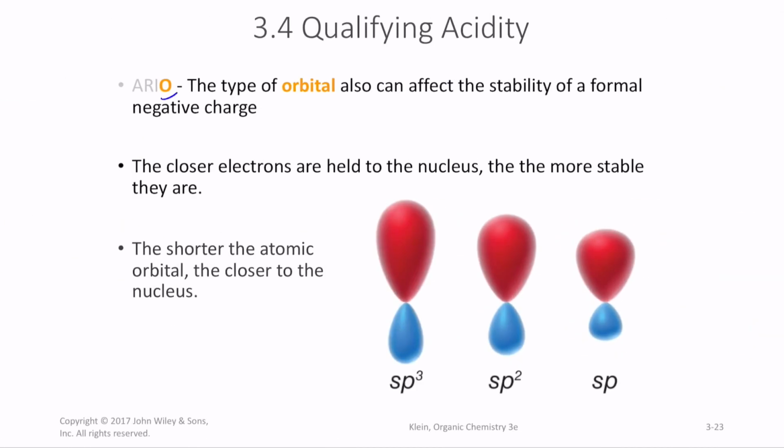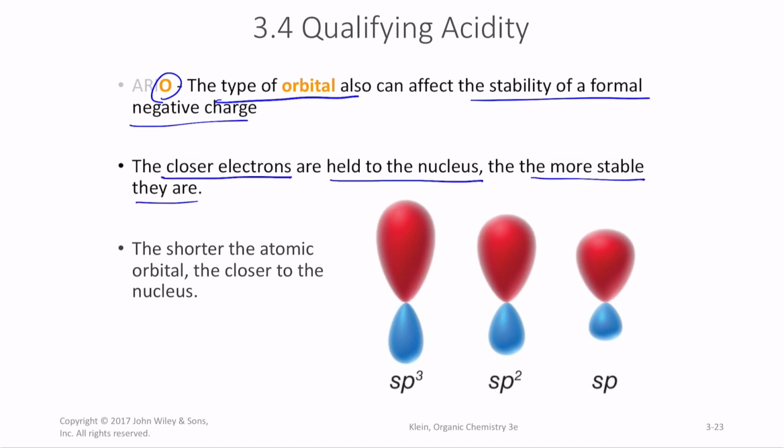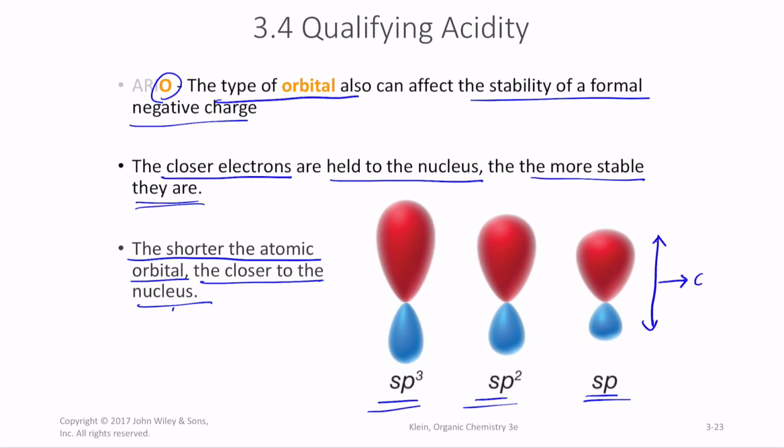Next, let's talk about orbitals. The last factor is that the type of orbital can also affect the stability of the formal negative charge. The closer electrons are held to the nucleus, the more stable they are, which means the shorter the atomic orbital, the closer they are to the nucleus. Between the three main orbitals, sp3, sp2 and sp, the sp orbital is the shortest, so it's the closest and the most stable.